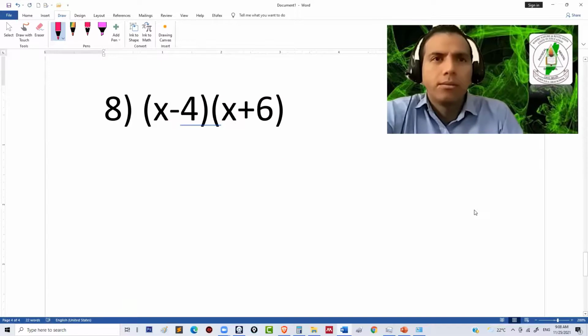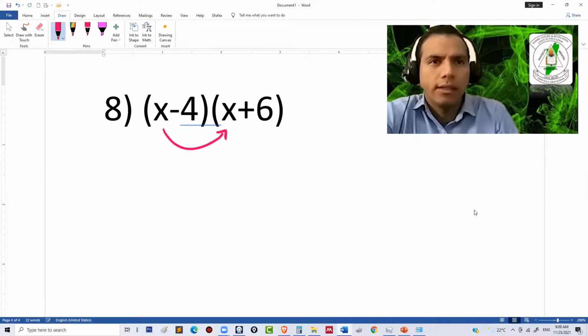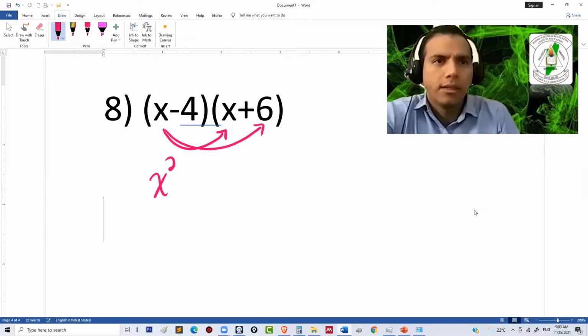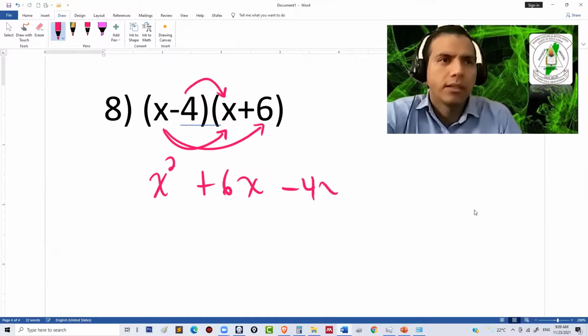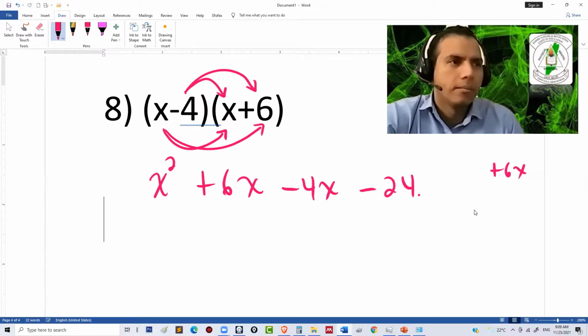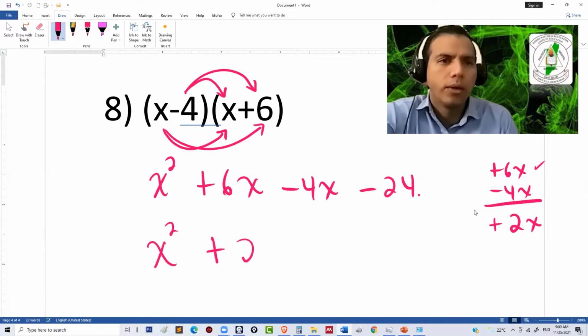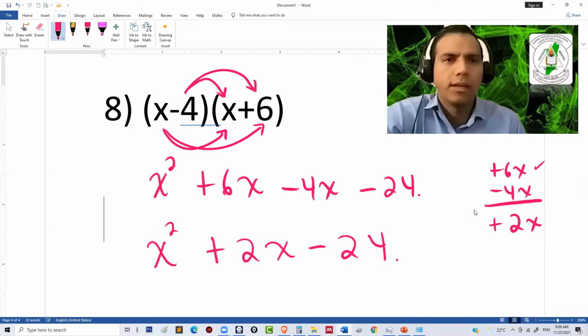In our eighth example, we have (x - 4)(x + 6). First, x times x is x squared, x times 6 is positive 6x, negative 4 times x is negative 4x, and negative 4 times 6 is negative 12. Simplifying the two middle terms, plus 6x minus 4x. Signs are different, so we subtract. Which number is bigger, the 6 or the 4? The 6 is bigger, and that 6 is positive. So x squared plus 2x minus 24 is the final answer.